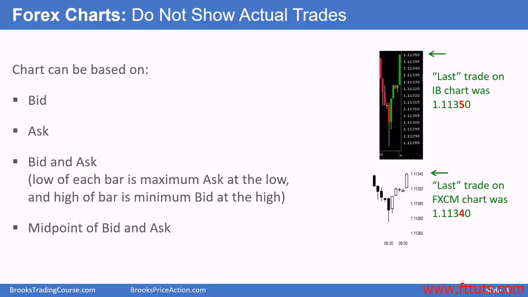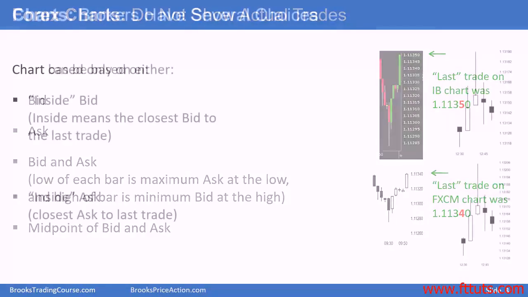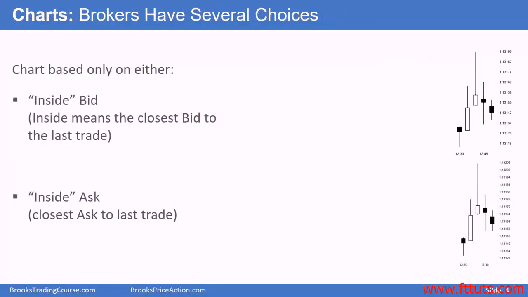There are actually several ways to construct a chart. Given that there's no last trade, brokers have to use something else to construct charts. They can have the chart constructed entirely on bid prices. They can have it constructed entirely upon ask prices. They can have a combination of bid and ask, and they can also use the midpoint of the bid and ask. Brokers have several options on how to construct charts.